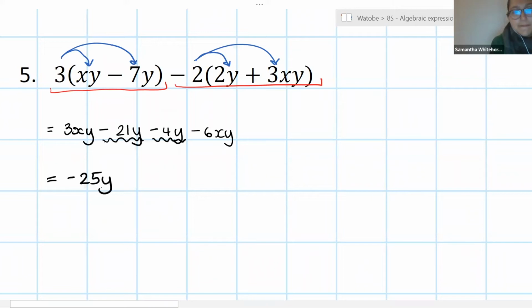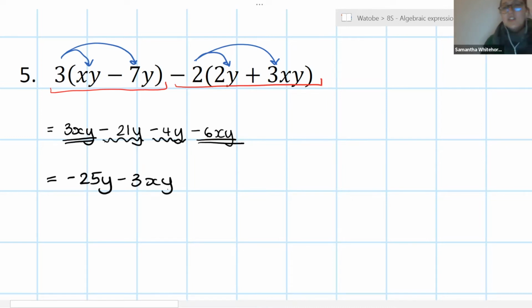And then the other like terms are 3 and 6. Then I will add them, which will give us 9xy. Okay, so again, just be careful. It's 3xy minus 6xy. So what happens when I take 6 away from 3? It will give us -3. Awesome, well done.